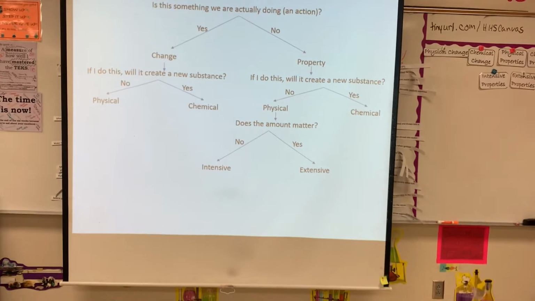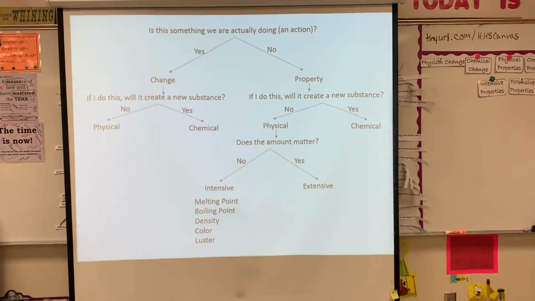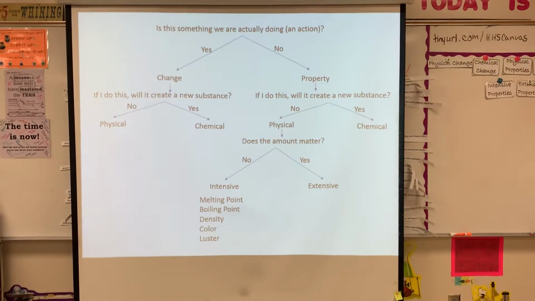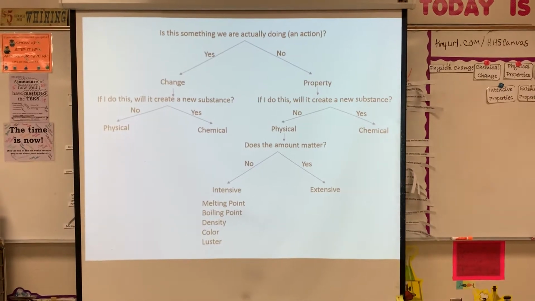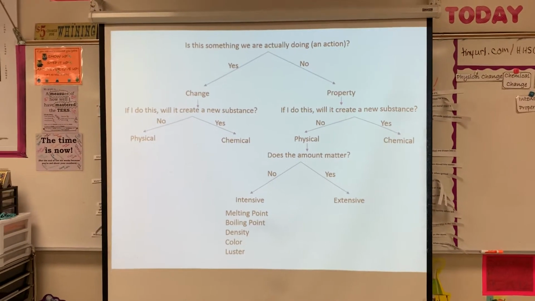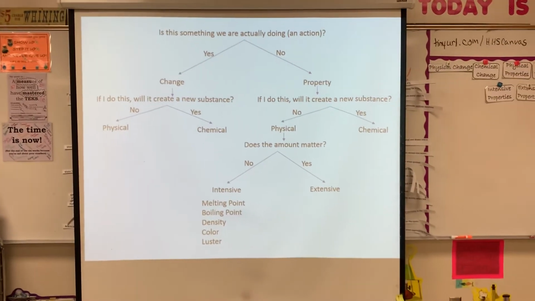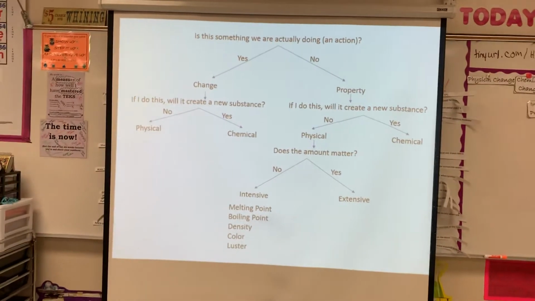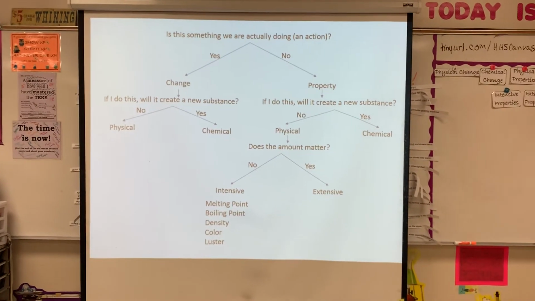Okay? Some other examples of intensive physical properties would be melting point. Water always melts at 0 degrees Celsius. It doesn't matter if you have a little water or a lot of water. It's always going to melt at the same temperature. Same with boiling point. Water boils at 100 degrees Celsius. Doesn't matter if you have a small pot or a big pot. It's always going to have to get to 100 degrees Celsius.